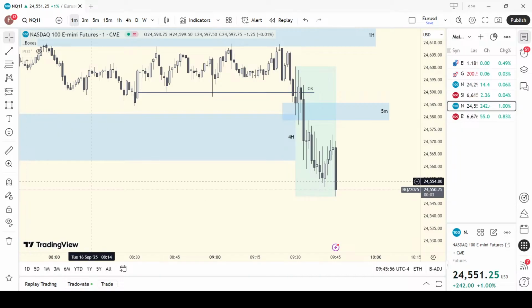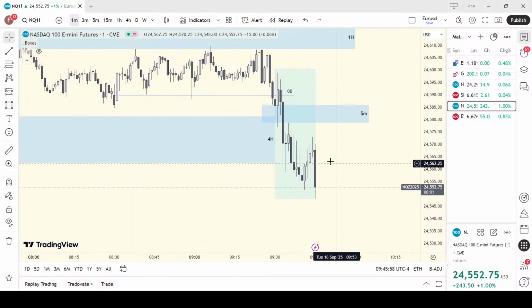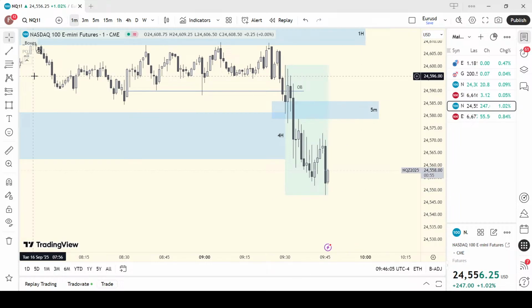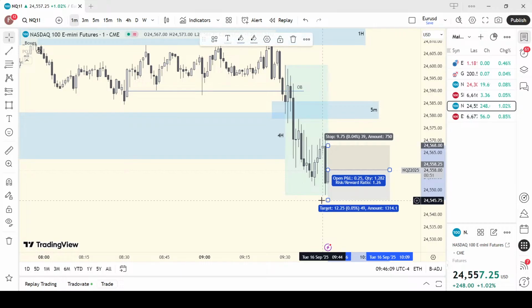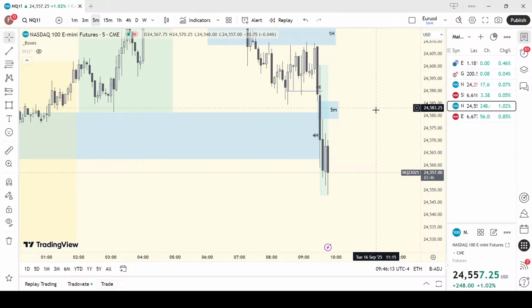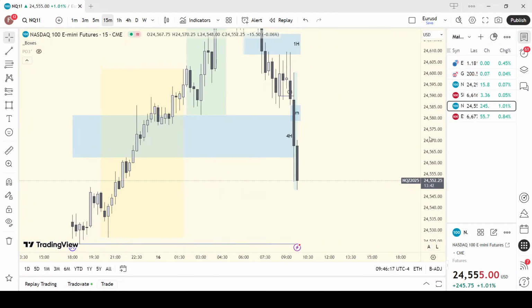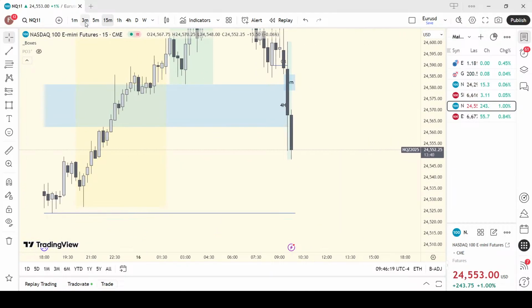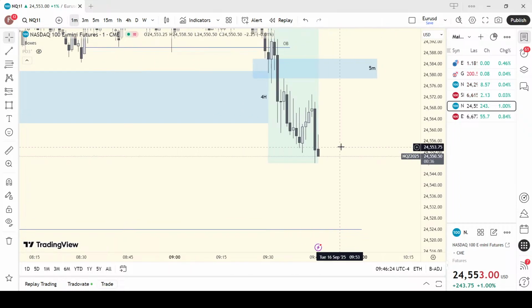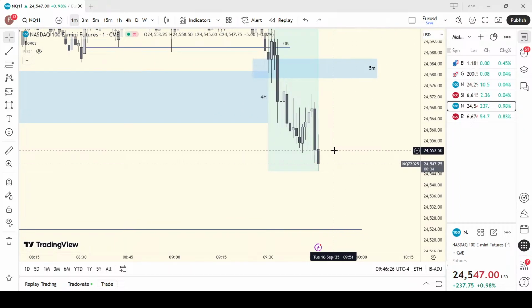God damn. This is a crazy move to the downside here. You could take a trade here once again, kind of like yesterday. Could take a sell here now, but once again, it's just not perfect. I would like to see a retracement. So yeah, I'm gonna wait here. I'm gonna wait and be patient.